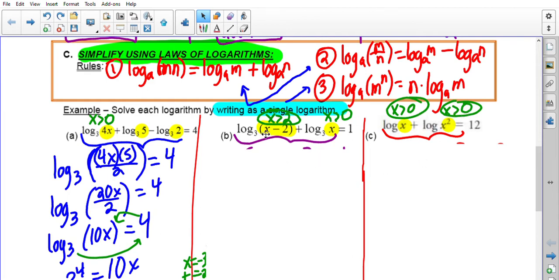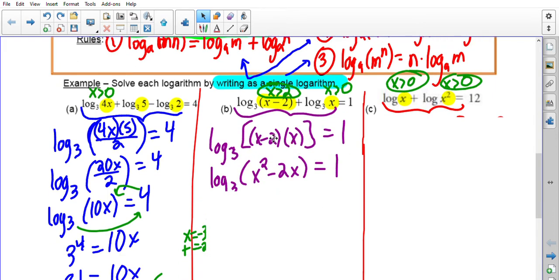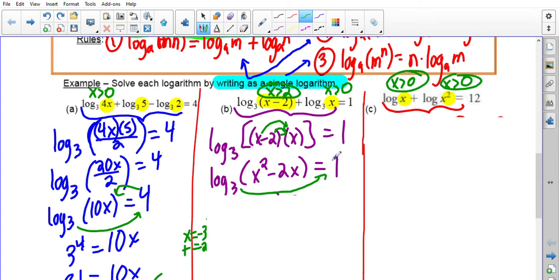Because we're adding these two, we can multiply them. So we're going to get log of x minus 2 times x, all to the base 3, equals 1. Now we're going to distribute. You're going to do your FOIL. So we get log of x squared minus 2x to the base 3 equals 1. Now we're going to do our wraparound method. So 3 to the 1 is equal to x squared minus 2x.